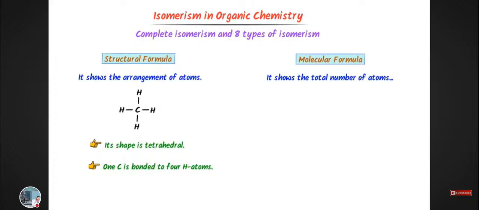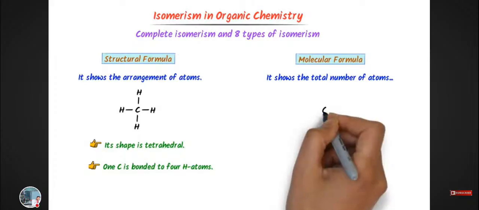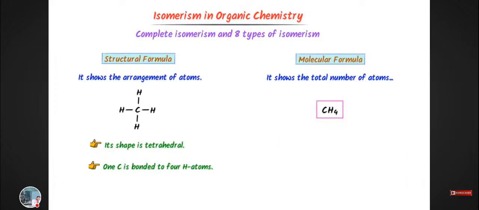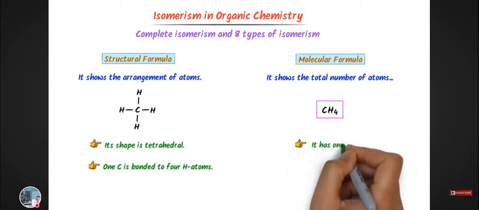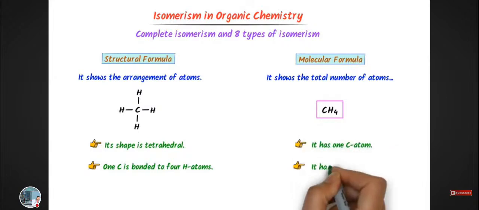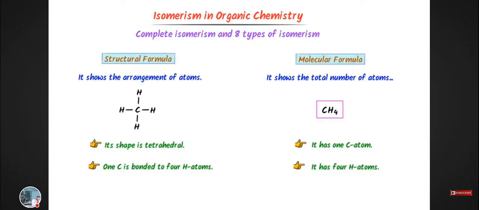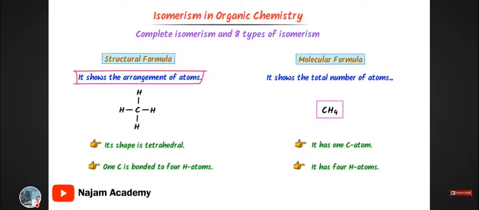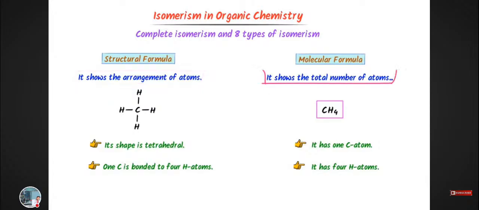For example, the molecular formula of methane is CH4. It shows that there is one atom of carbon and there are four atoms of hydrogen present in a single molecule of methane. Thus, we learn that structure formula shows the arrangement of atoms in any compound, while molecular formula shows the total number of atoms present in a compound. Hence, note down these fundamental concepts.